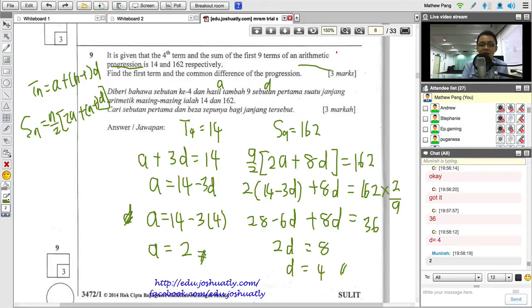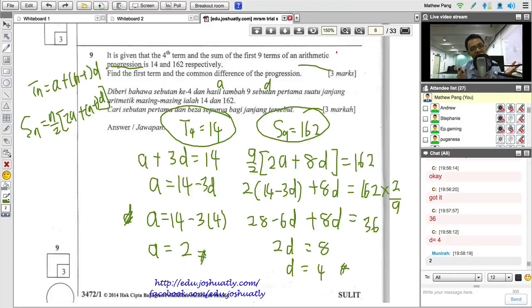You just need to understand this is T4, this is S9, and the formula is given in your formula list. You just need to understand this is an AP, so please use the AP formula. Because I got some students who use the GP formula to solve the AP question. Impossible, you will not get the right answer, because they are two different things.